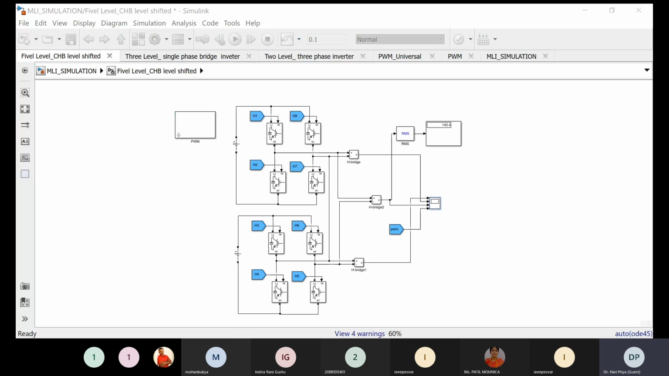Is the slide changing? Can you see the slide? Hello? Yes, we can see the slides.